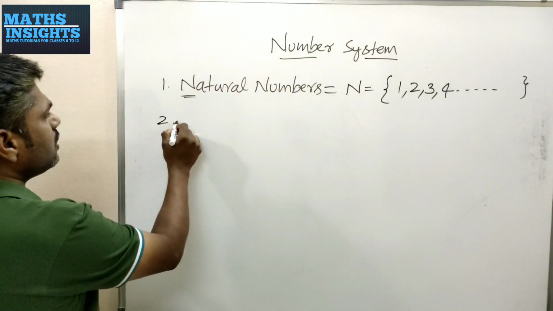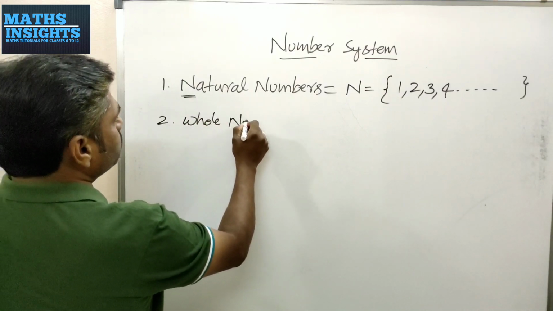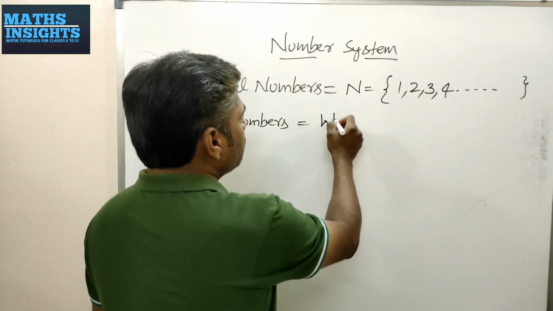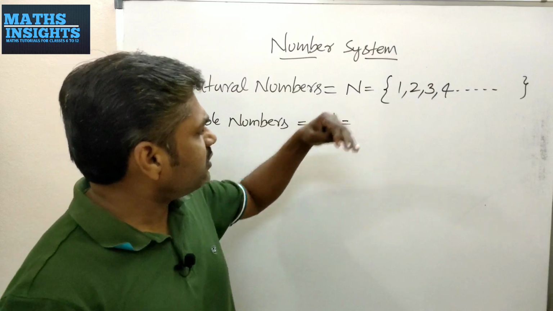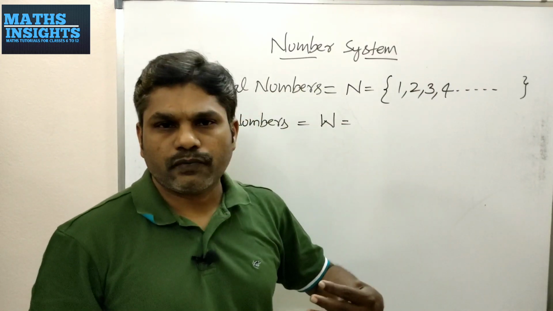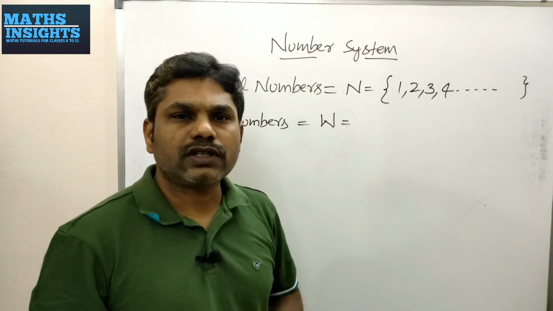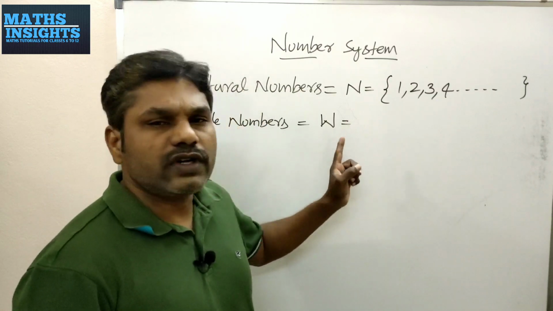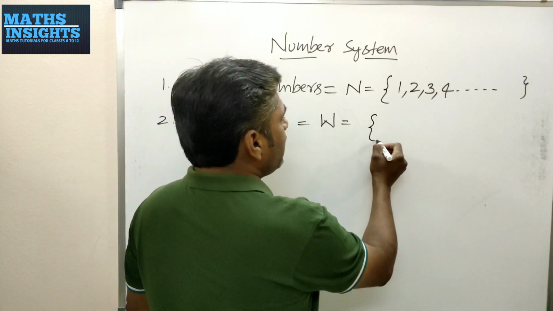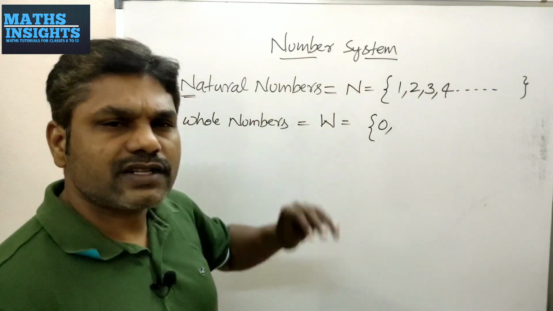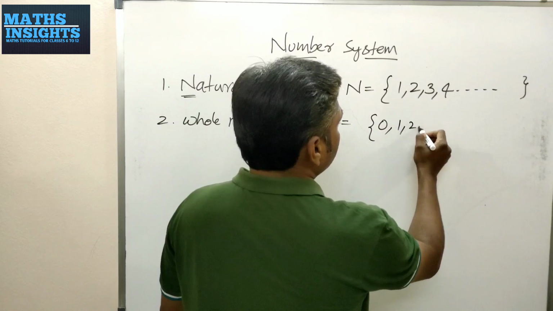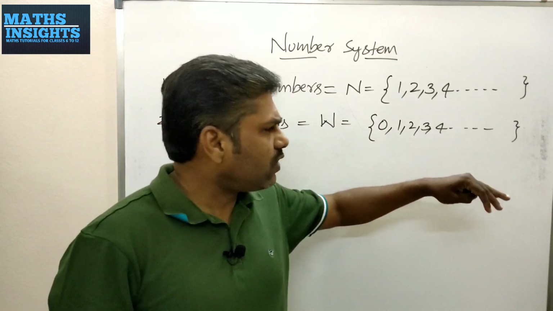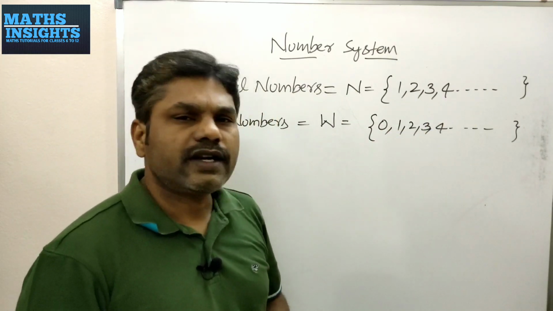Next one is whole numbers. Whole numbers are represented by using the capital letter W. The difference between natural numbers and whole numbers is 0. If you include the number 0, which gives the feeling of nothing, then you will get the set of whole numbers. So simply I am adding 0 to the set of natural numbers, and we get 0, 1, 2, 3, 4 and so on. In these two sets of numbers, we will not find negative numbers and decimals.